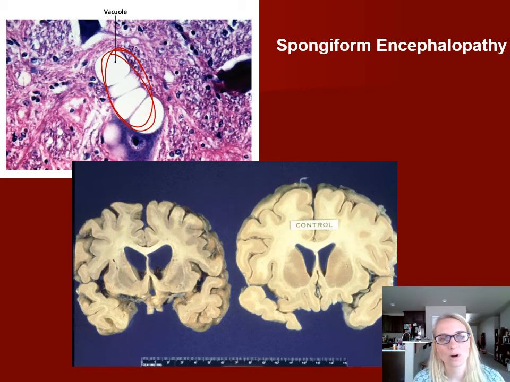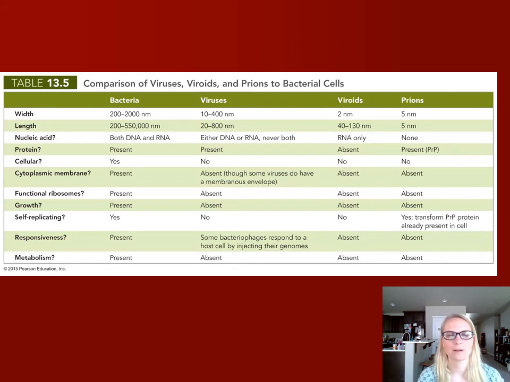So that is your discussion of prion. I think one of your case studies might have something to do with that as well. Comparisons of viruses, viroids, and prions to bacterial cells. So this is just a final comparison table. I'm not asking you to memorize anything, but it's just kind of cool to make that comparison, since we've been spending most of the term talking about bacteria. How does that compare with these other three infectious things that were new to this chapter?